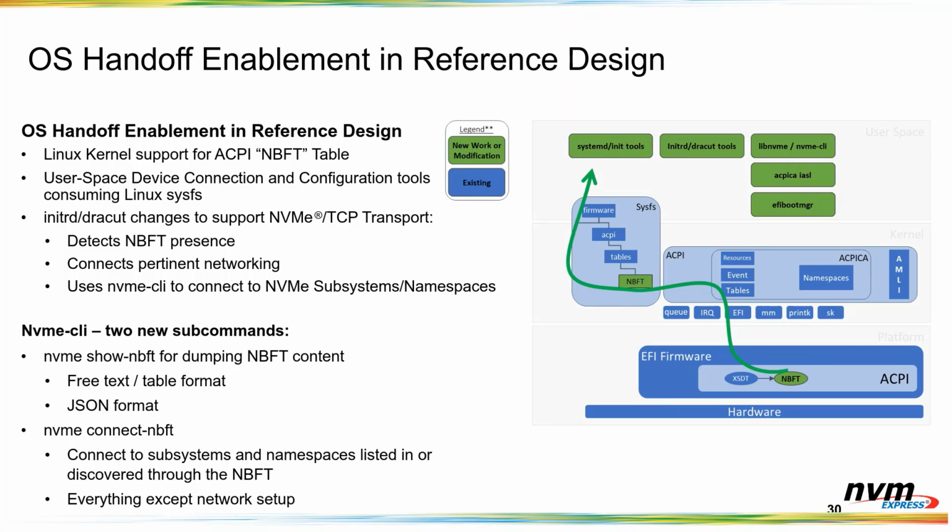In the middle today, the Linux kernel exposes the NBFT from ACPI via the SysFS interface. User space tools then, starting with extensions to libNVMe and NVMe CLI, allow for the exporting and consuming of that NBFT content. Systems management tools, such as Dracut or EFI boot manager, even systemd, can then get a standard representation from NVMe CLI or libNVMe libraries and use them to generate NVMe-oF fabric configuration to be able to reconnect to the subsystems and namespaces ultimately, as normal.